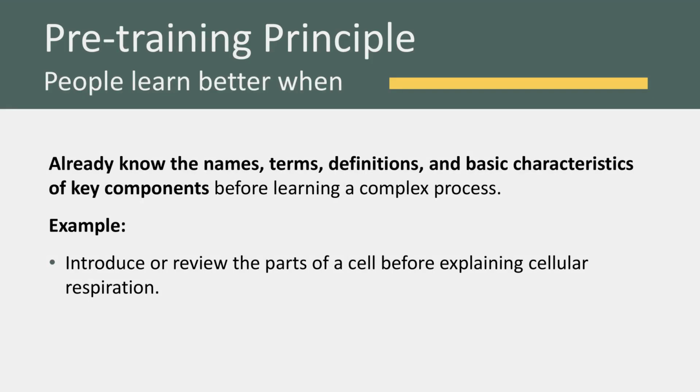The pre-training principle states that people learn better when they already know the names, definitions, and basic characteristics of key components before they are asked to learn a more complex process. When learners are first introduced to essential terms, parts, or concepts, they can focus their attention on understanding how those components interact rather than trying to figure out what each element is while the process is being explained.